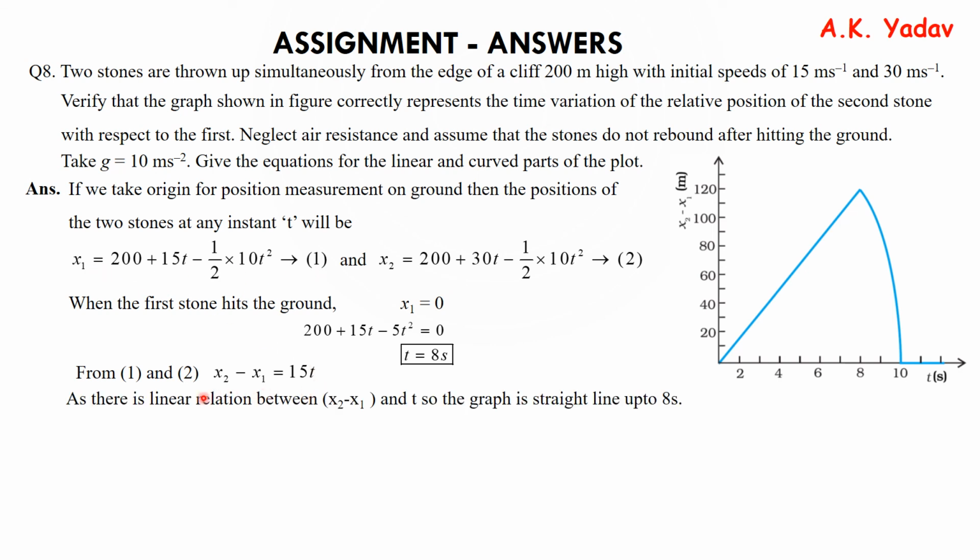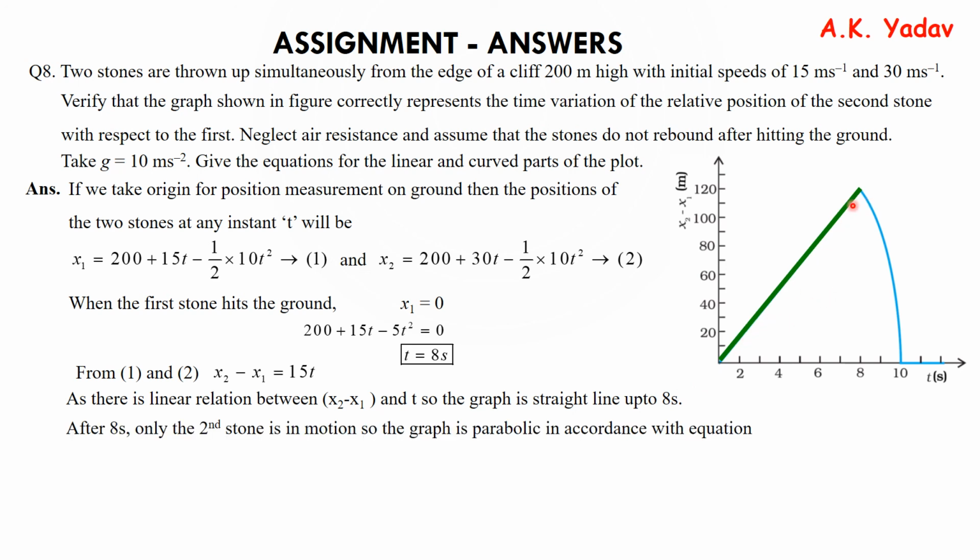Now, as you can see, there is a linear relation between x2 minus x1 and t. So, the graph is a straight line up to 8 seconds. The green one signifies the same thing. Now, after 8 seconds, only the second stone is in motion because the first stone reached the ground. So, the graph is parabolic in nature in accordance with the equation x2 is equal to 200 plus 30t minus 5t square. So, the red one represents the parabolic part.